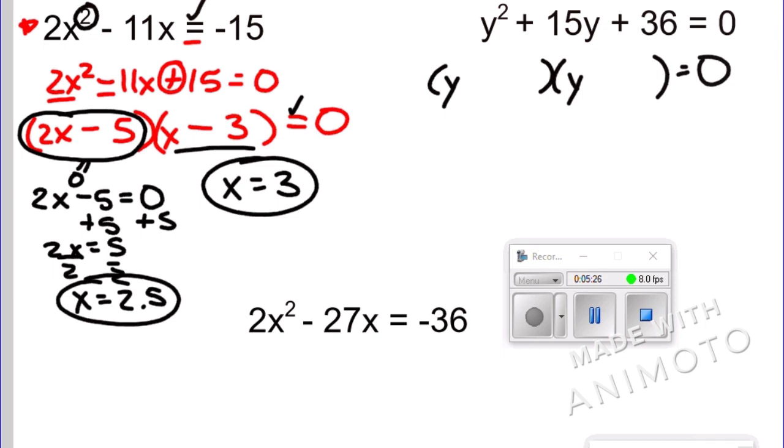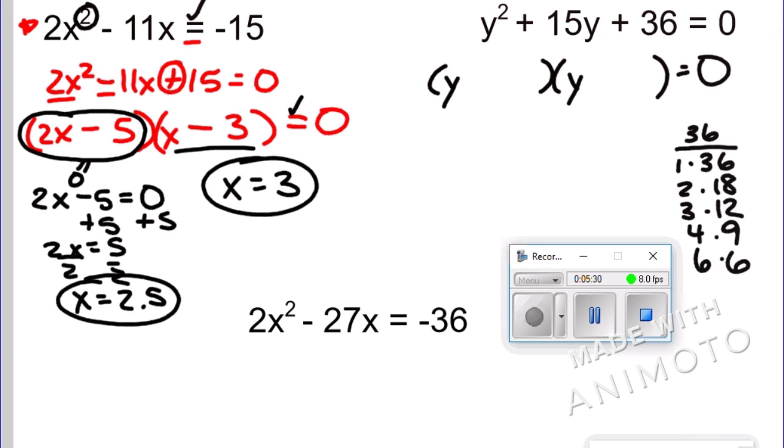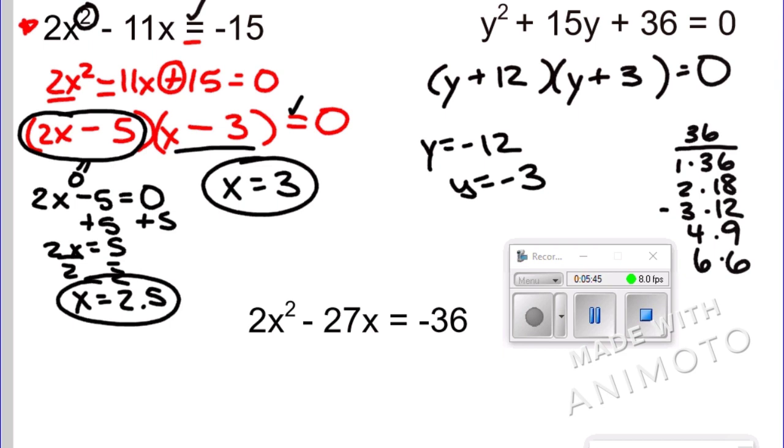36. Ooh, now this will take a little bit of time. Let's list our factors of 36. And voila, there they are. And I am thinking it's going to be 3 and 12 because positive 3, positive 12, we have 3y, 12y, which adds to 15y. And so then y equals negative 12 and y equals negative 3.